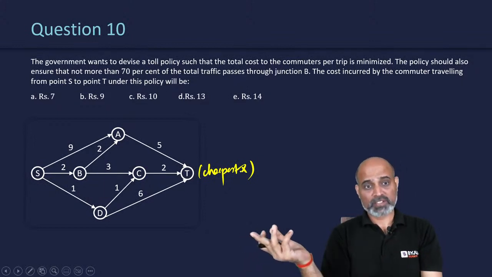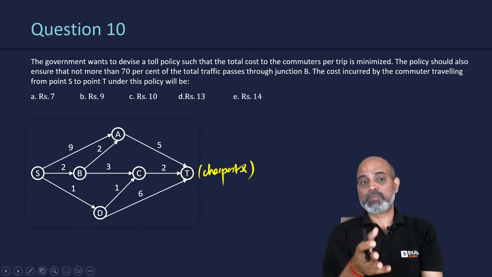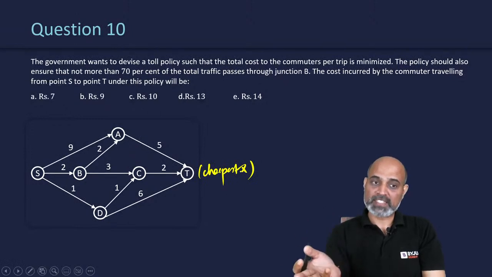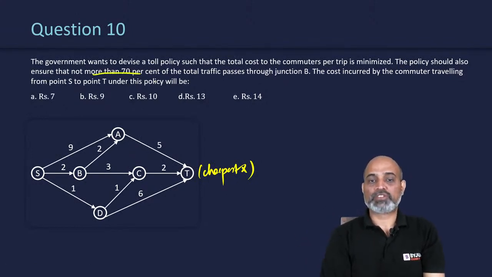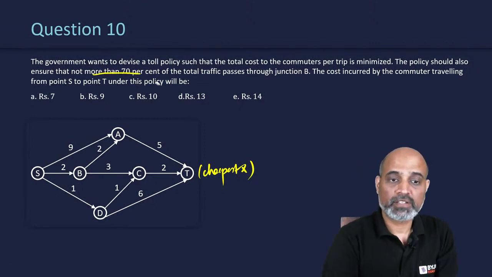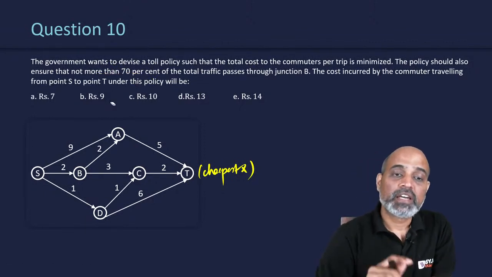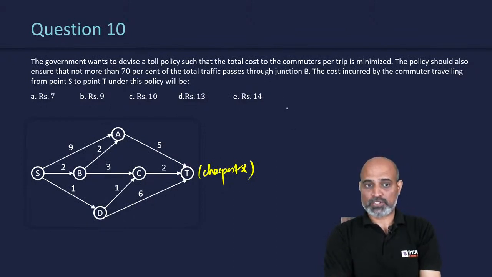Everybody is going to use it. That means everybody would be like, we should go through SBCT, and they don't want more than 70% of the traffic through this place. Okay? So SBCT should not be cheapest. Now this is something wherein we will have to actually solve.